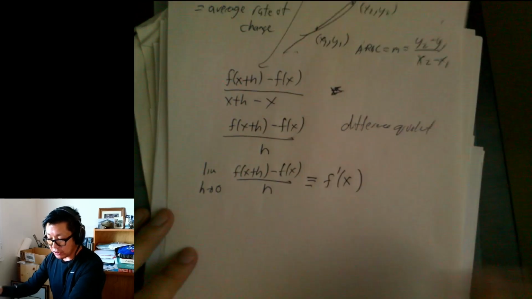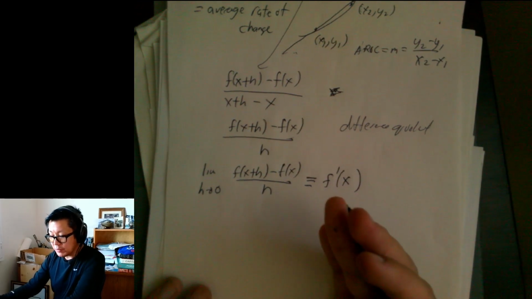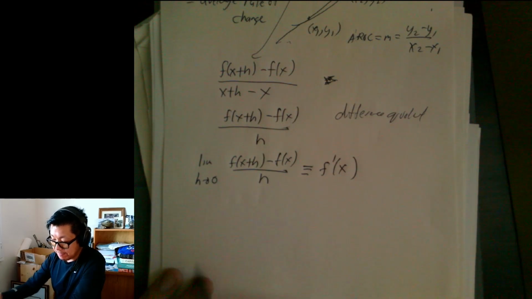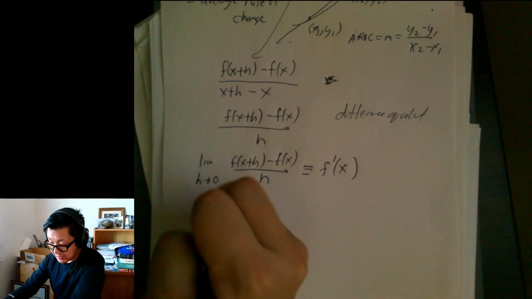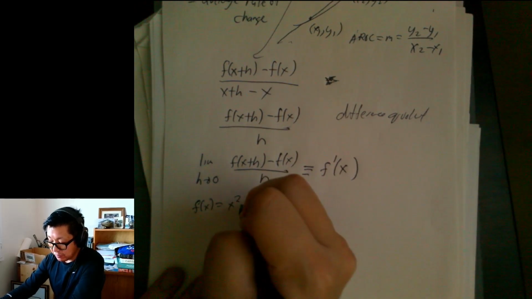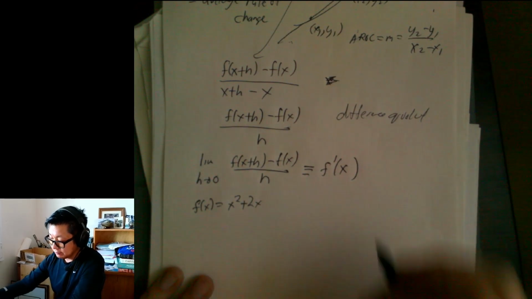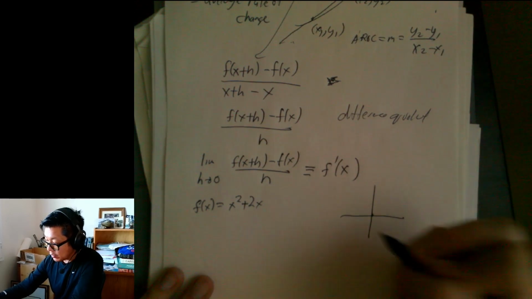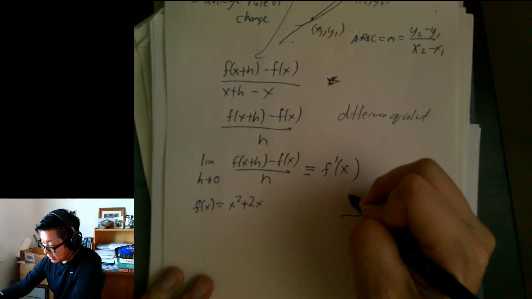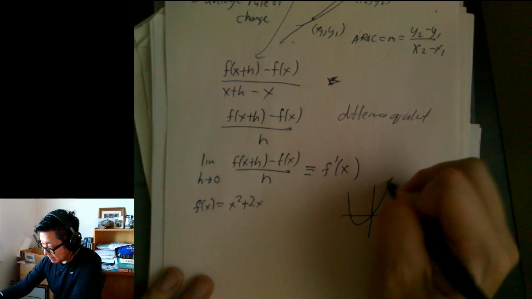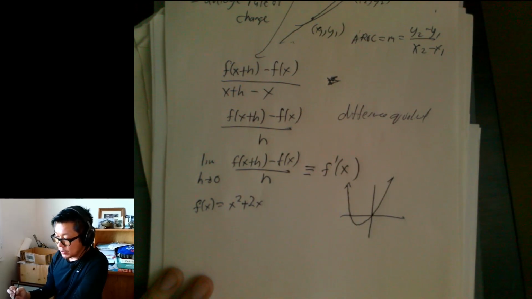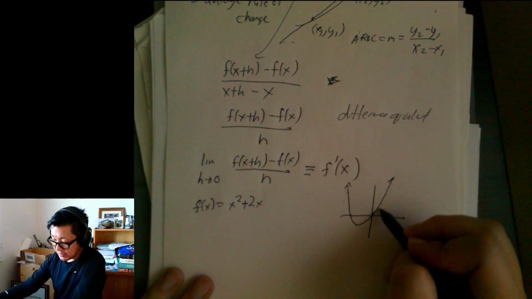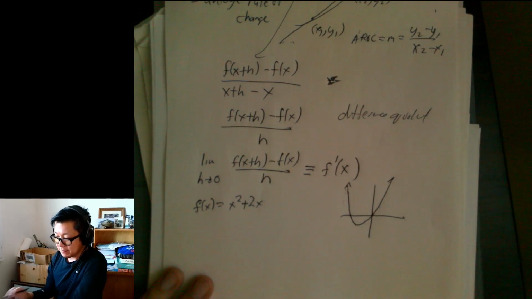So before we learn our derivative rules, how can we use this to calculate the derivative of a function? Let's start with the function f of x equals x squared plus 2x. So it's going to look something like this. It's going to have an intercept at 0 and negative 2. It basically looks like this. So the slope's going to be very negative, and it's going to be 0 here, and it's very positive here.